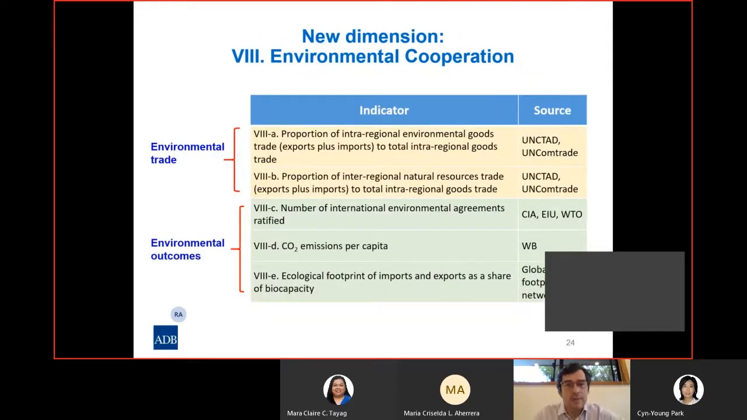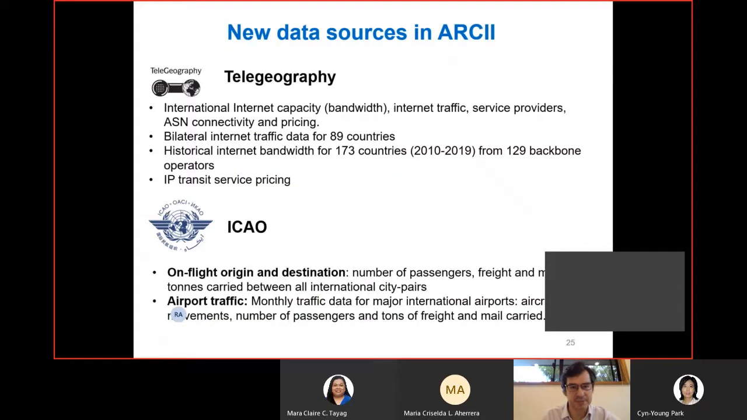And finally, on the new dimension of environmental cooperation, we have 2 indicators to reflect environmental trade. Basically, what we capture as the intra-regional environmental goods trade, and the proportion of intra-regional natural resources trade. And second, we have environmental outcomes, in which we are including, for now, the number of environmental agreements ratified, the CO2 emissions per capita, and the ecological footprint of imports and exports as share of biocapacity.